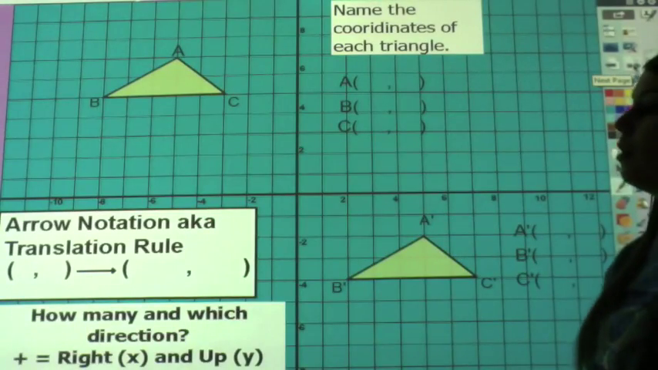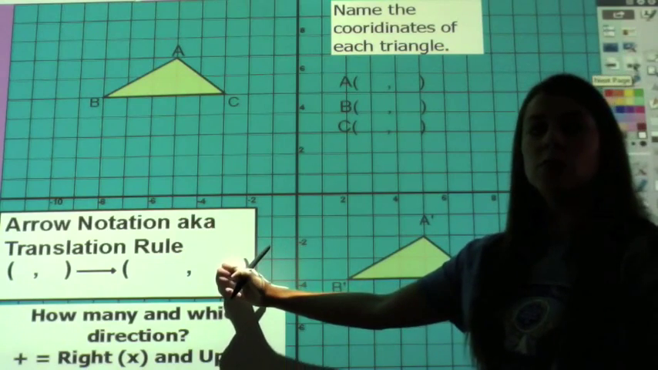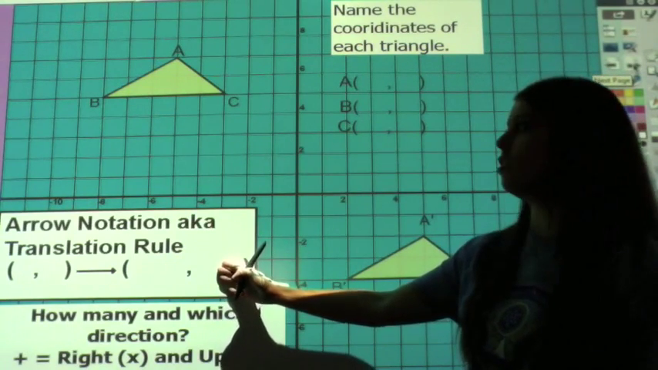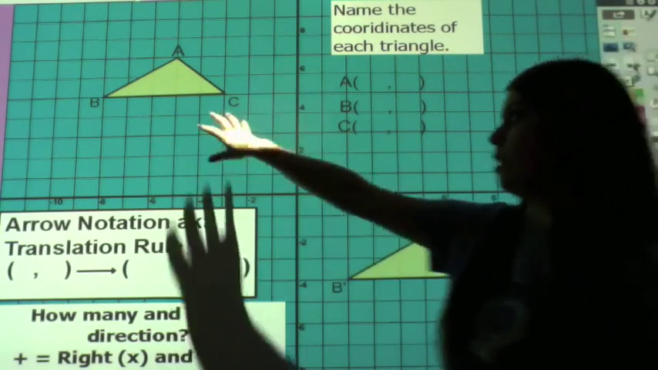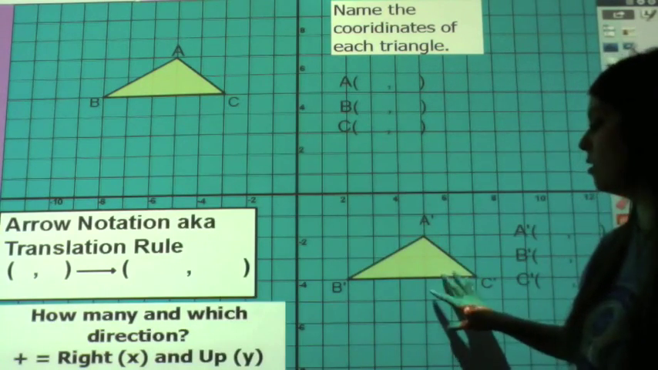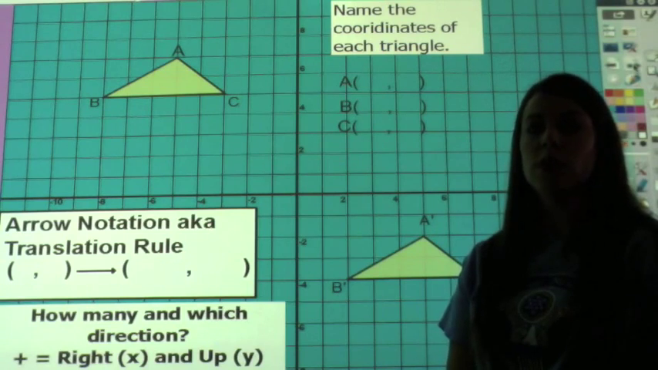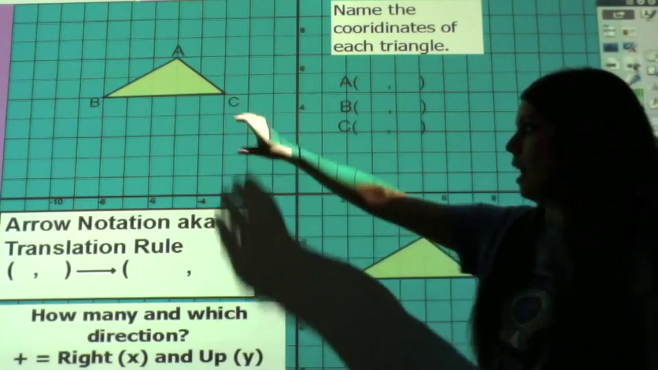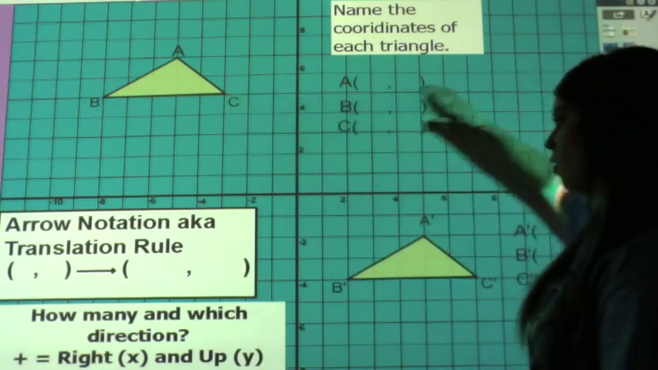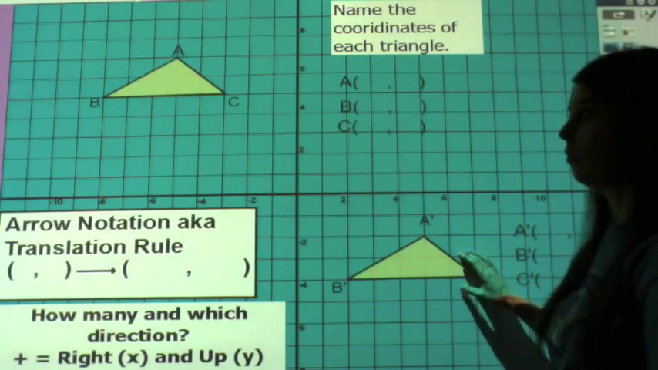Our first example, they want us to come up with a translation rule or an arrow notation rule to show how this triangle translated into this triangle. A translation is just a slide on a coordinate plane. So we need to see how this triangle slid over to this one, okay?